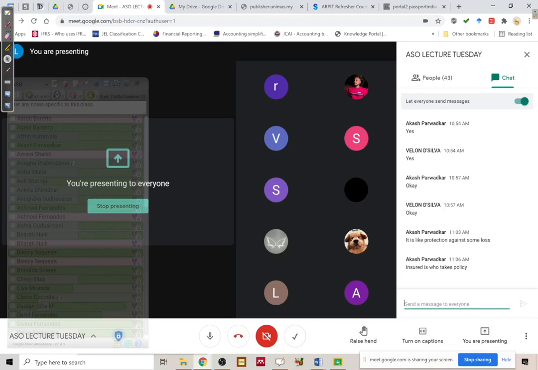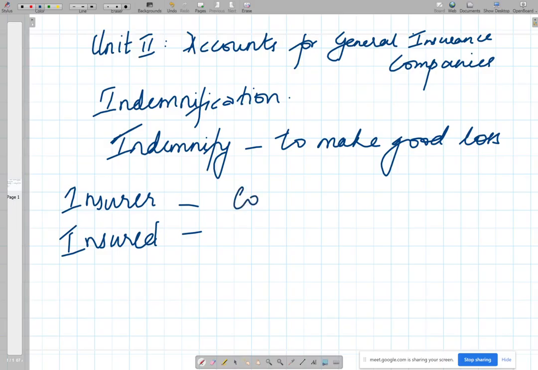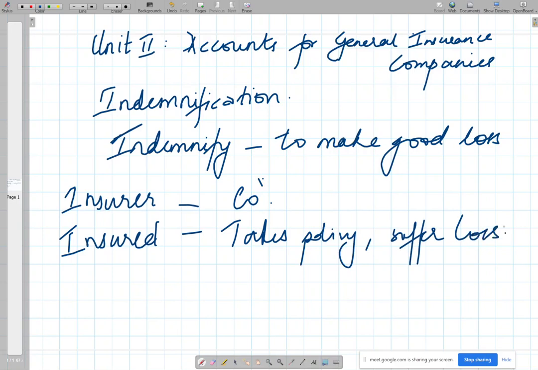Okay, and the insurer is the company which takes that risk or undertakes to indemnify you for the loss. It is that company which is going to take some premium amount from you year after year, and whenever you do suffer a loss, you can claim your money from that insurance company. The insurer is the company itself and the insured is the one who takes the policy and somebody who might suffer loss at a future stage.